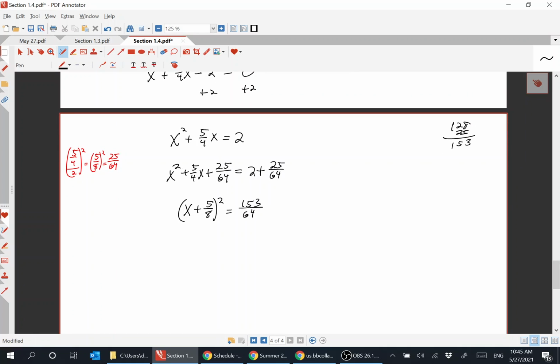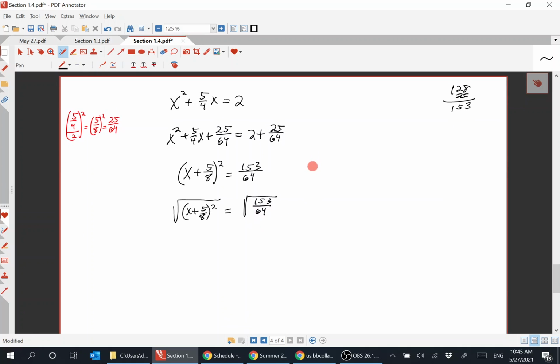Now at this point, use that square root. Because I've got this squared bit on the right, I can do that square root, and it'll give me something I can work with. So this is absolute value x plus 5/8. This right here, well, 153 is not a perfect square, so it's just square root of 153. Square root of 64 is 8, so that's fine. I don't know anything about 153. Is it divisible by anything, or is it a prime number?